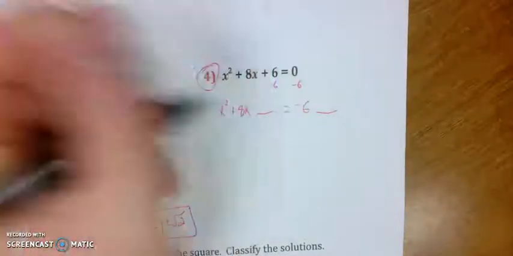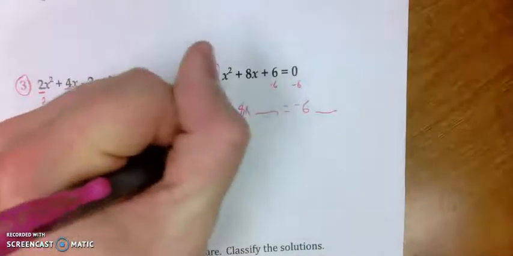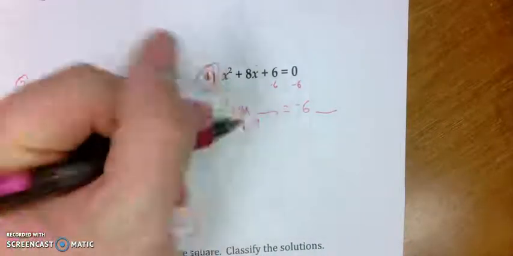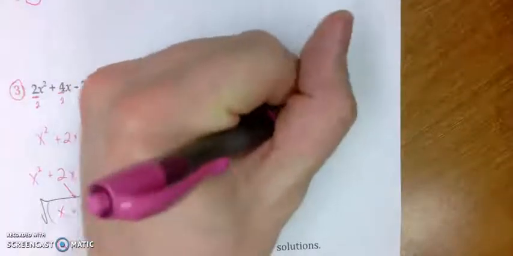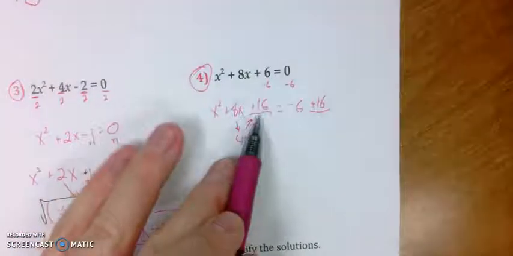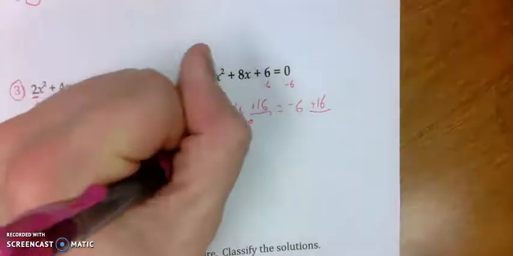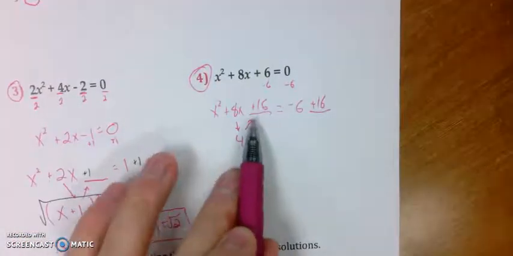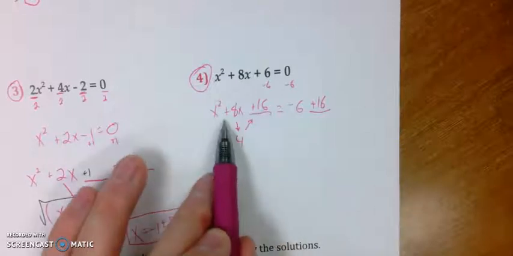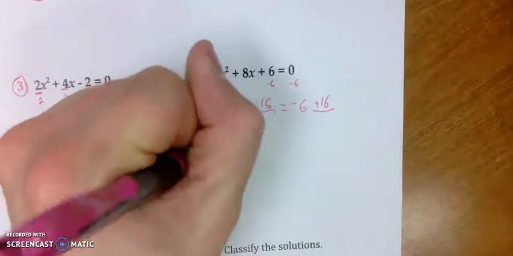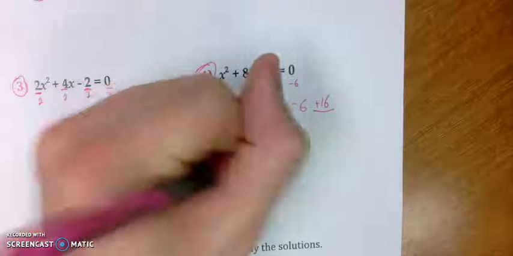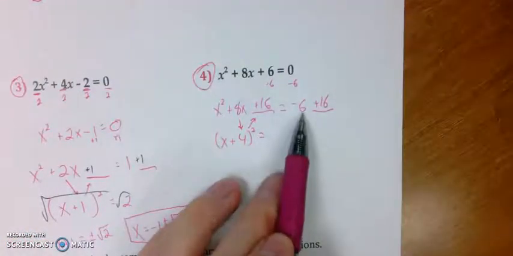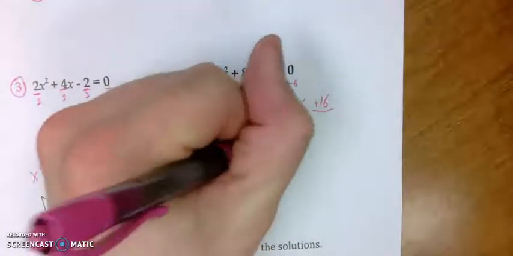So I need to figure out what number goes here. Well, to do that, I chop my b value in half, which is 4, and then I square it. So I'm going to get 16. Whatever I do to one side, I have to do to the other. So now that I have that, I've completed the square over on the left-hand side. So this can factor down as a perfect square trinomial into x plus 4 quantity squared equals negative 6 plus 16. That would give me 10.